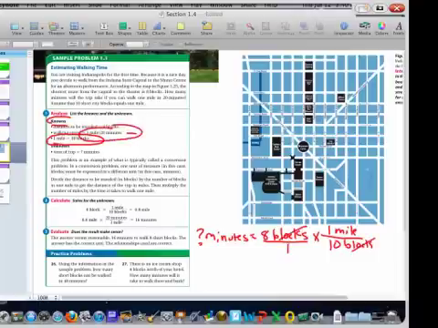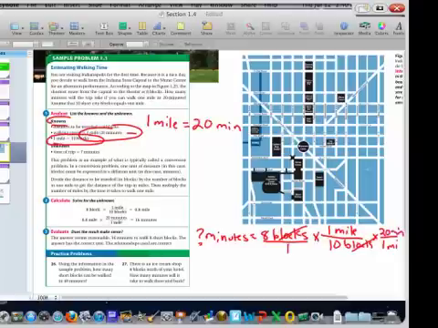I know that 1 mile as I'm walking would be 20 minutes, so I can use that for my next thing. I'm going to run out of space here. So I could say 1 mile, we'll abbreviate, 20 minutes. And now my miles cancel, and I'm left with minutes. That's what I'm trying to find, so that's a good thing. And now all I have to do is do the math.